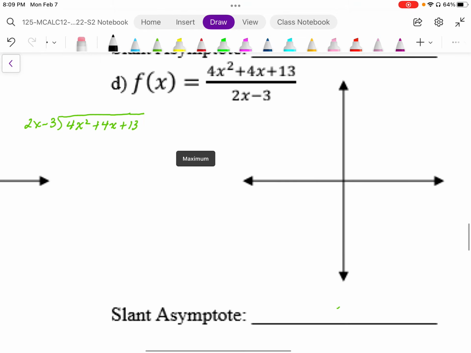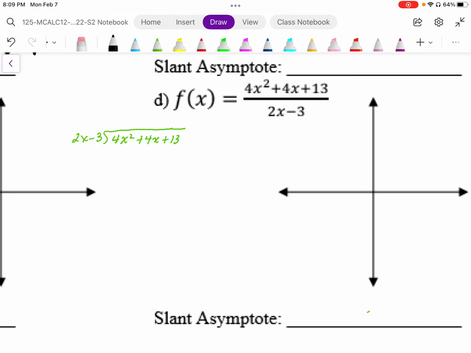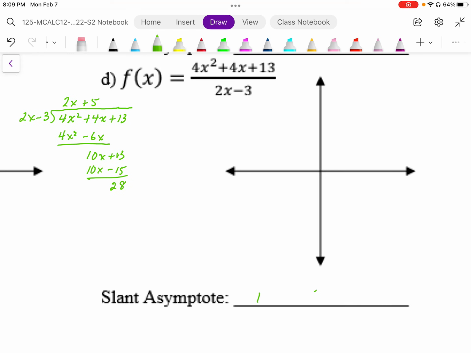I can work out the slant asymptote by division. So I'm going to do the long division here. 2x gives me 4x squared minus 6x. So that gives me positive 10x plus 13. So plus 5 gives me 10x minus 15. And I get a remainder of positive 28. So that gives me a slant asymptote of y equals 2x plus 5.